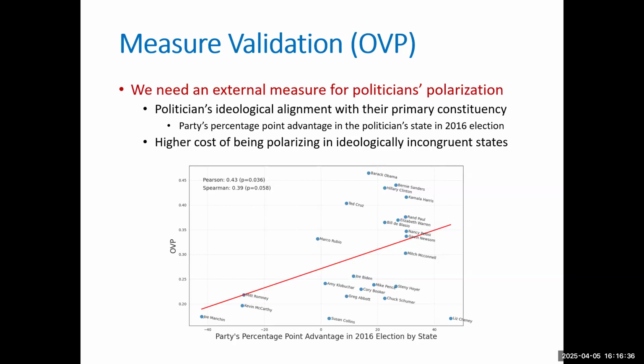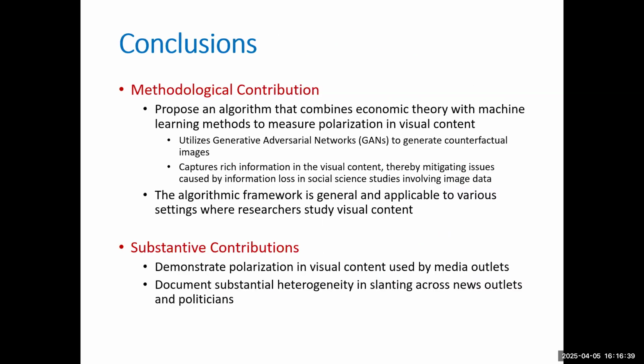Finally, in conclusion, the paper has two types of contributions. One is proposing this algorithm for measuring visual polarization with respect to a certain feature. Of course, we focus on one feature, but you can extend it to other features. The idea is that we combine GANs with an underlying utility model, and we try to capture the rich information in the visual content in our measure. The framework itself is applicable. You could think about applications broader than political polarization.